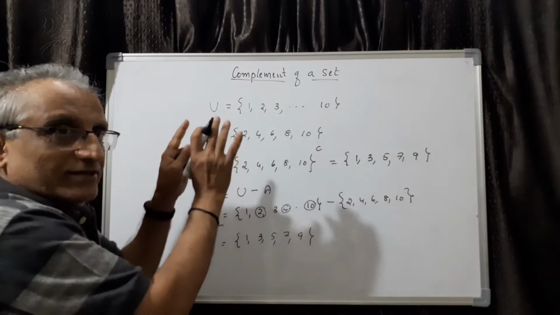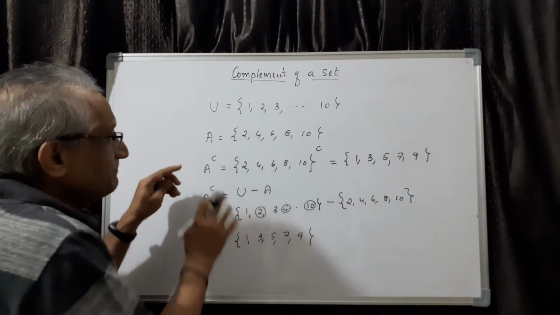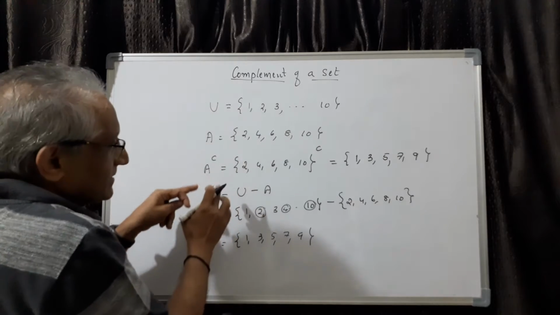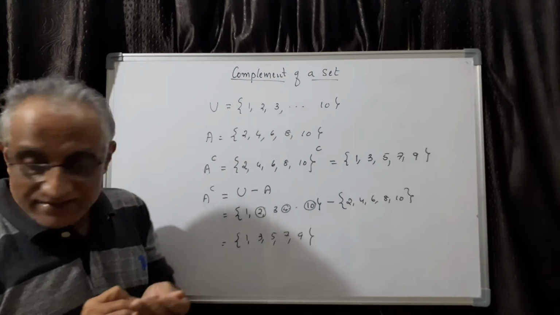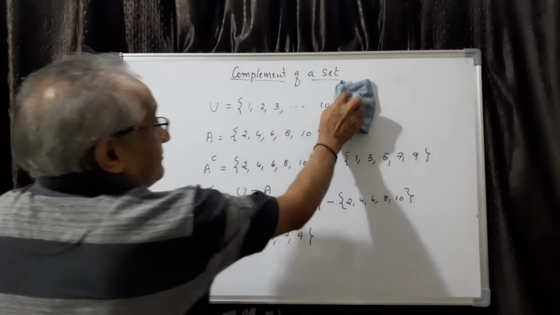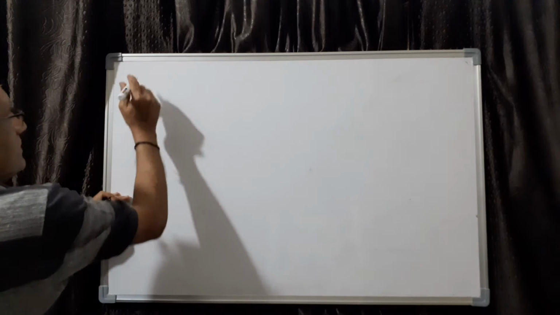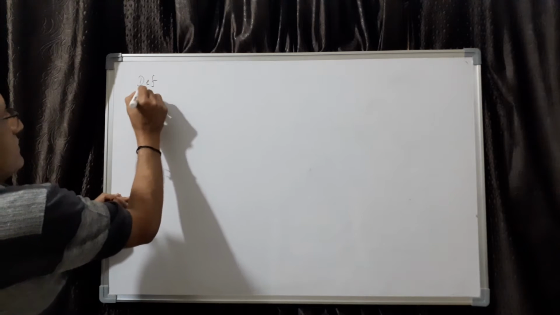But we don't use the concept of difference once again. Just write the universal set, write the given set, then write the complement. So this is complement. Now let me give the definition actually. Complement set definition can be taken like this.